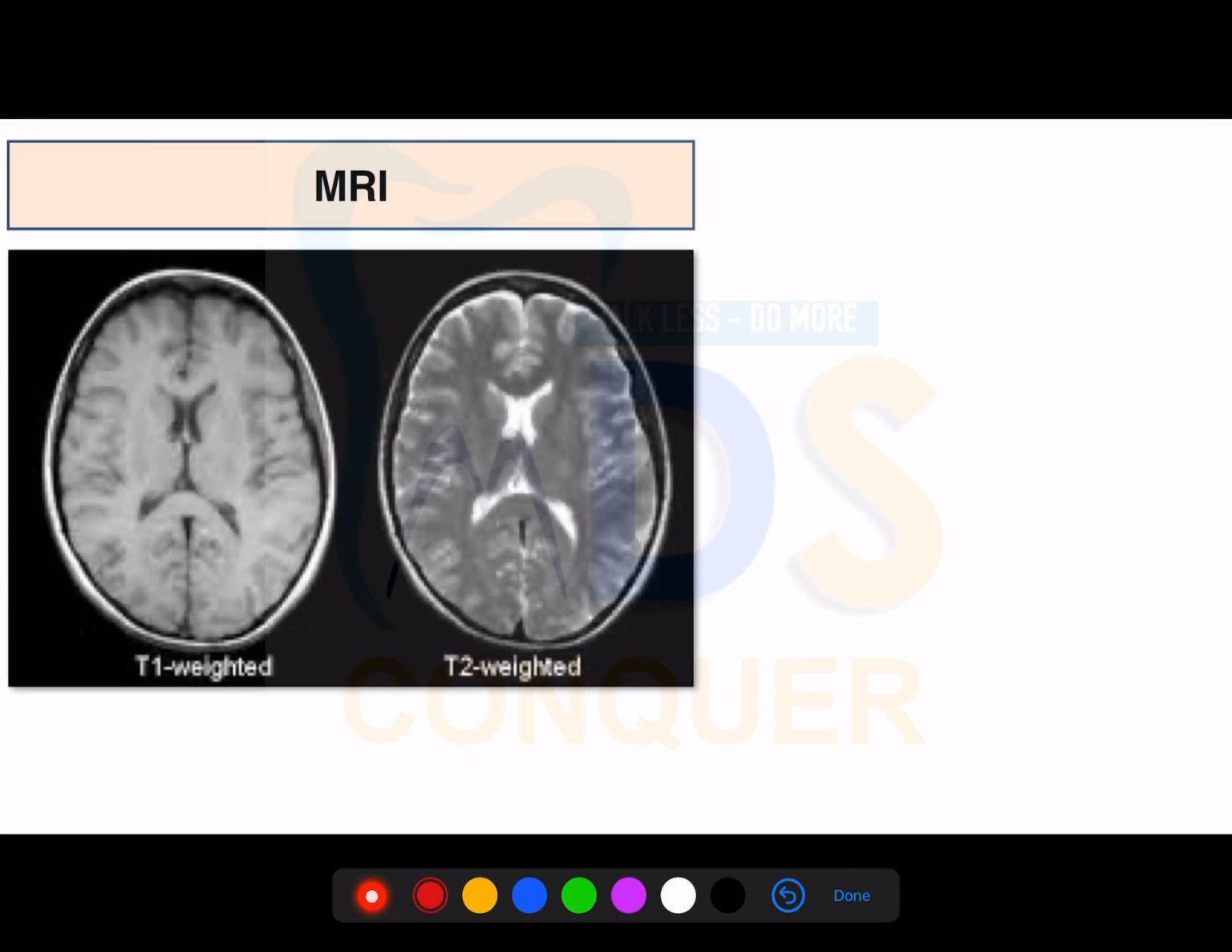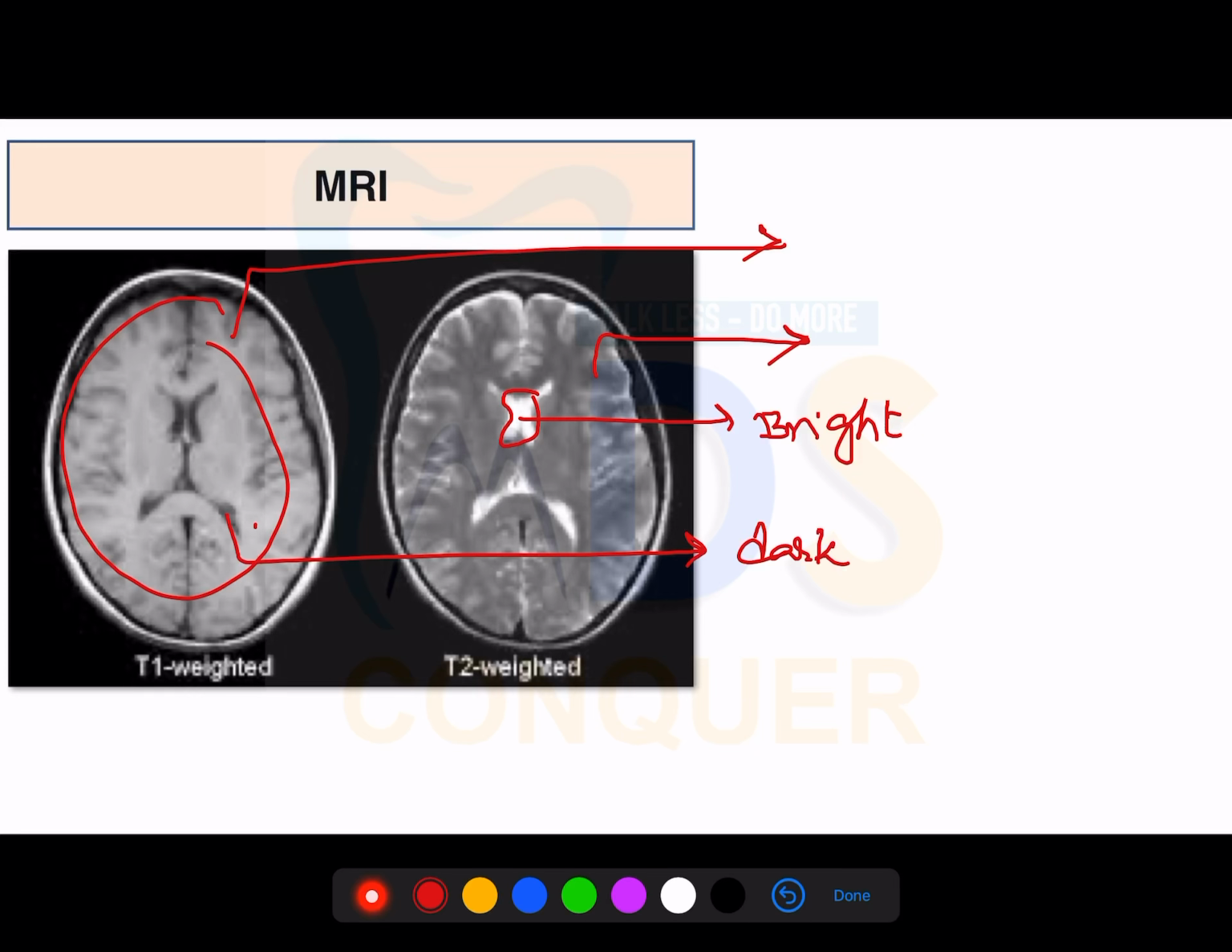Coming to the MRI. The one point you have to remember in the MRI is how to differentiate between T1 and T2 weighted images. It is better to remember this regarding CSF. You can see here this is a T1 weighted and this is a T2 weighted. In T2 weighted image the CSF will be bright, whereas in the T1 weighted the CSF will be dark. Remember these two points: in T2 weighted the CSF is bright, and in T1 weighted the CSF is dark.